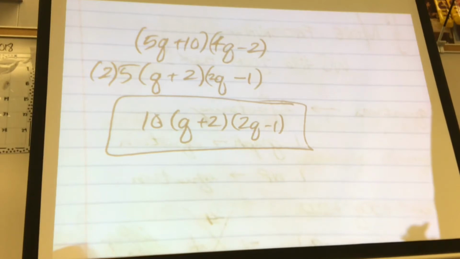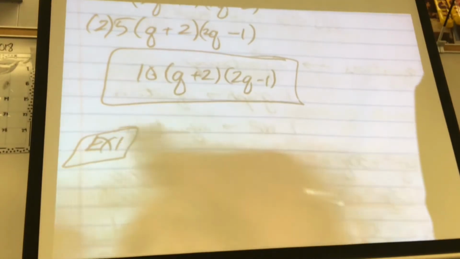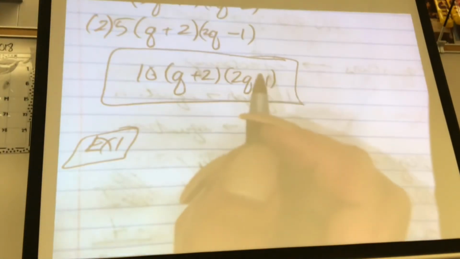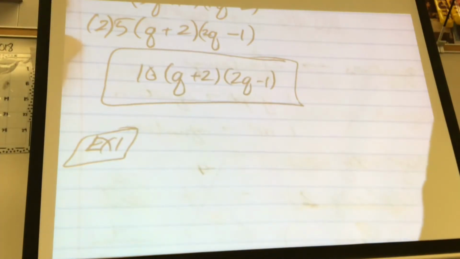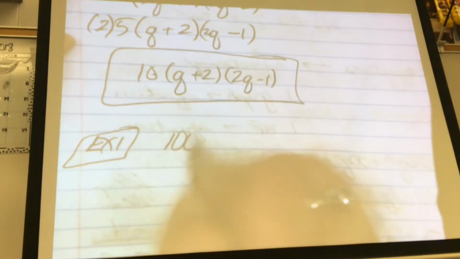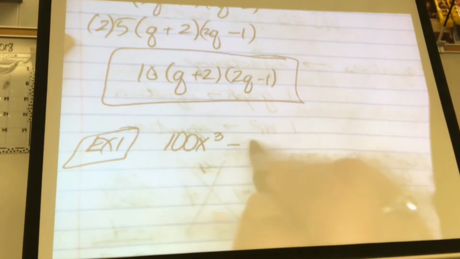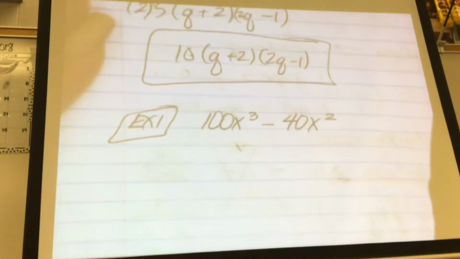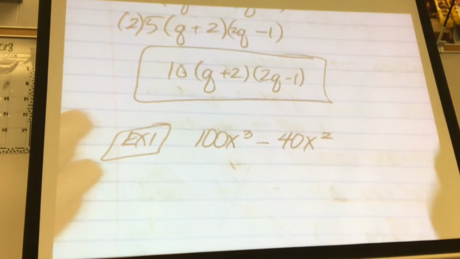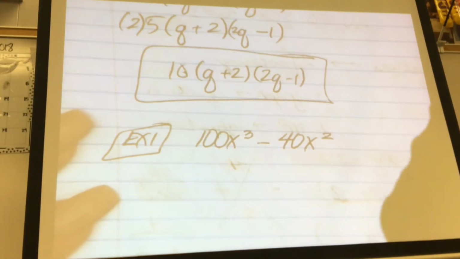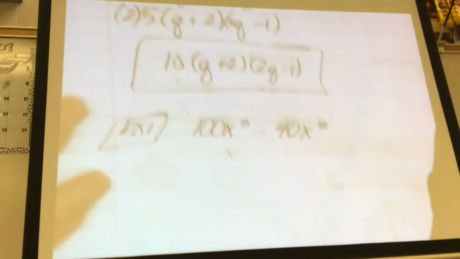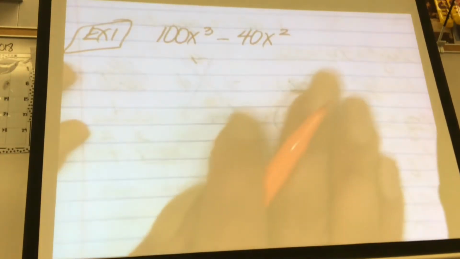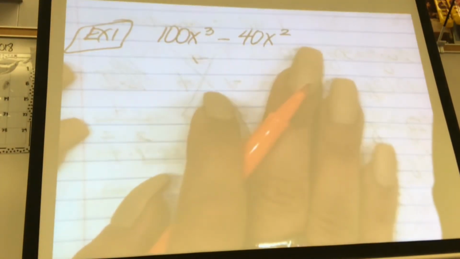Can I see worksheet 6, guys, please? All right, here we go. Example 1. Tonight's homework is a lot of lightning bolts and factoring as well. So let's say we have 100x cubed minus 40x squared. I'm not going to use my lightning bolt here because for the lightning bolt you need 4 terms to factor by grouping. So what I'm going to do is just reduce and take out what can be divided out of 100x cubed and 40x squared.